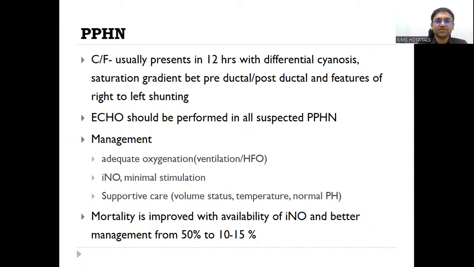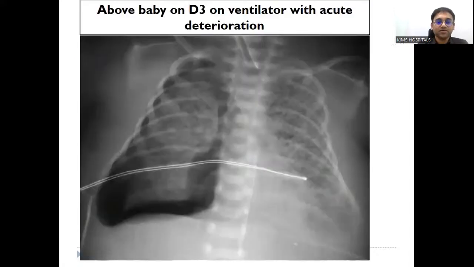It usually presents with differential cyanosis; a preductal-postductal difference can happen, but it may not be apparent if the shunting is happening at the level of the PFO. Echo should be done in all suspected cases, and you should manage with adequate ventilation, recruitment, iNO, milrinone, sildenafil, and supportive care: normal blood pressure, normal volume, normal temperature, normal sugar, normal acid level, calcium and magnesium levels. Mortality is much improved with early availability of iNO. If the oxygenation index is more than 20, we should start iNO as early as possible, or refer to centers where iNO is available, since early initiation of iNO has decreased the chance of using ECMO. The same baby, after mechanical ventilation and iNO, deteriorates further, so we get an X-ray.